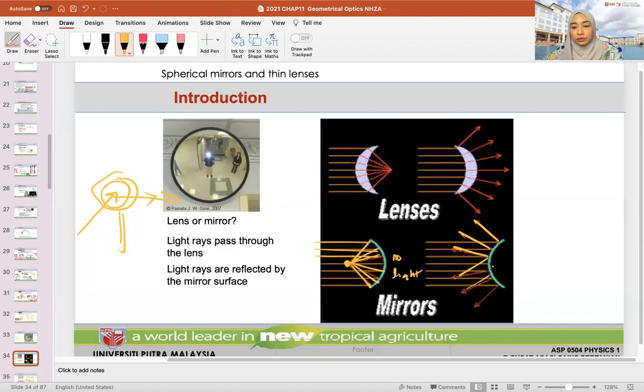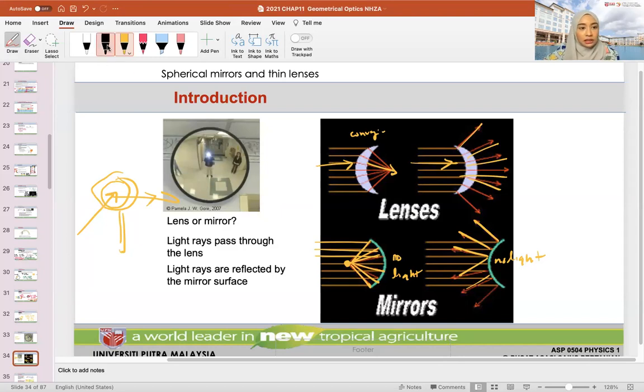So for mirrors, it does not let light pass through. So behind the mirror, there is basically no light at all. But for lenses, you can have light on both sides. So if your incident is this way, you would have it pass through. This is converging. And if you have light incident from here, you would have it diverging. And this is called a diverging lens.